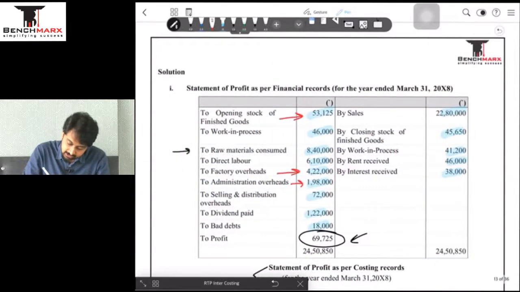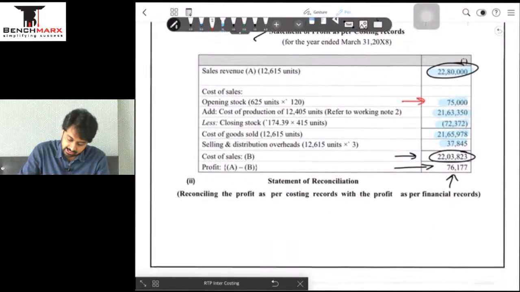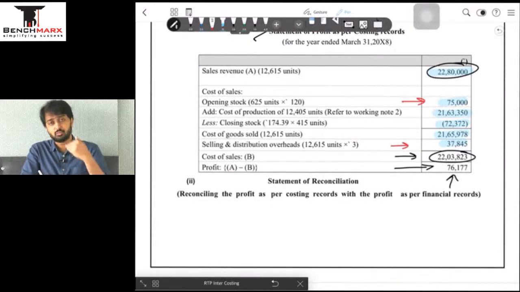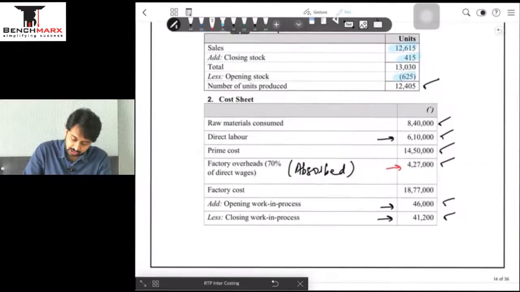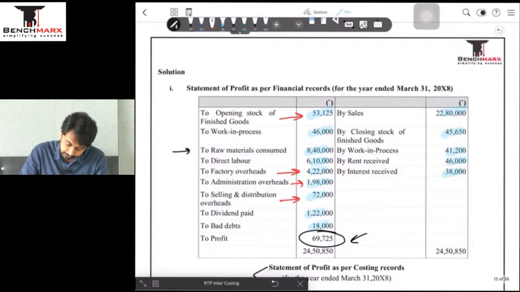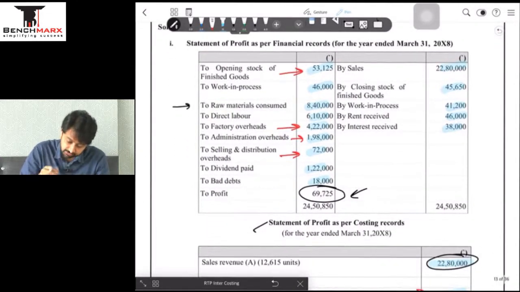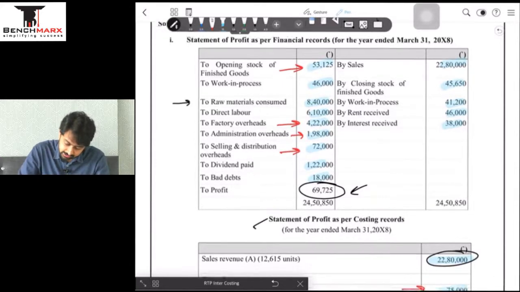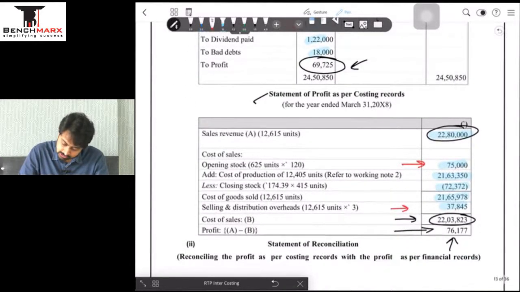Then S&D expenses is 72 in finance, and S&D expenses is 37 in cost. Again, expense is more in cost, the profits are less in cost. We are going from lesser to higher, so I will do addition for S&D as well. S&D, wait, how did I do less? Where is your S&D? S&D 72 as per finance, and S&D is 37.